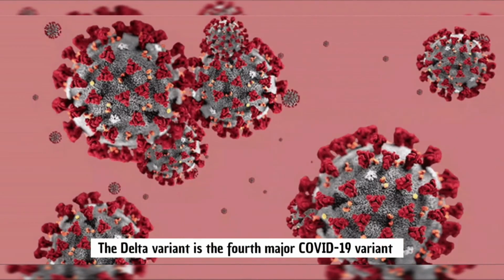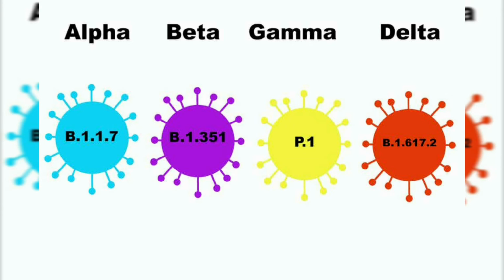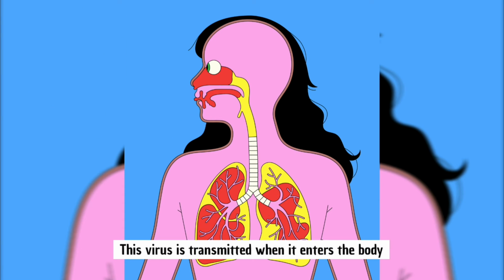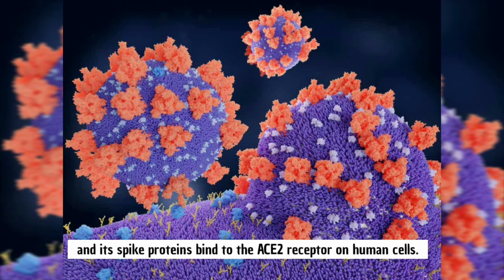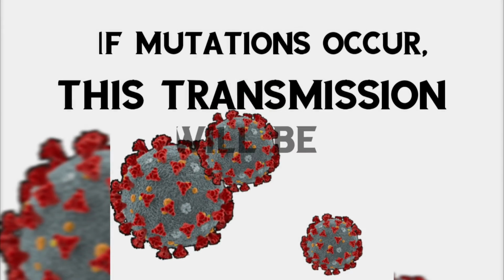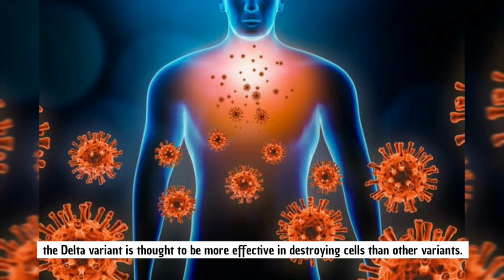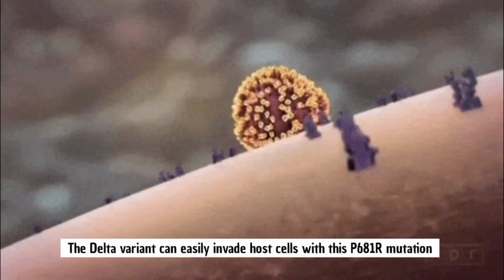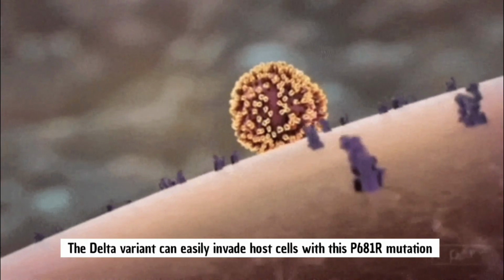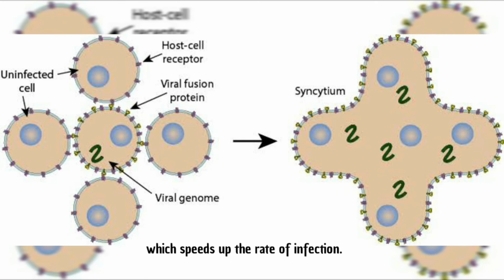The Delta variant is the fourth major COVID-19 variant discovered after the Alpha, Beta, and Gamma variants. This virus is transmitted when it enters the body and its spike proteins bind to the ACE2 receptor on human cells. If mutations occur, this transmission will be more efficient. Because of a mutation at position 681 of its spike protein, the Delta variant is thought to be more effective in destroying cells than other variants. The Delta variant can easily invade host cells with this P681R mutation by fusing infected cells into a structure called syncytium, which speeds up the rate of infection.